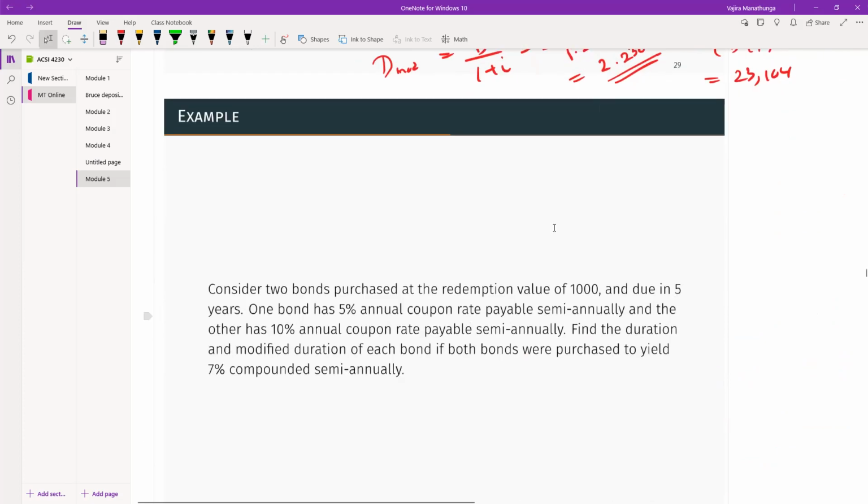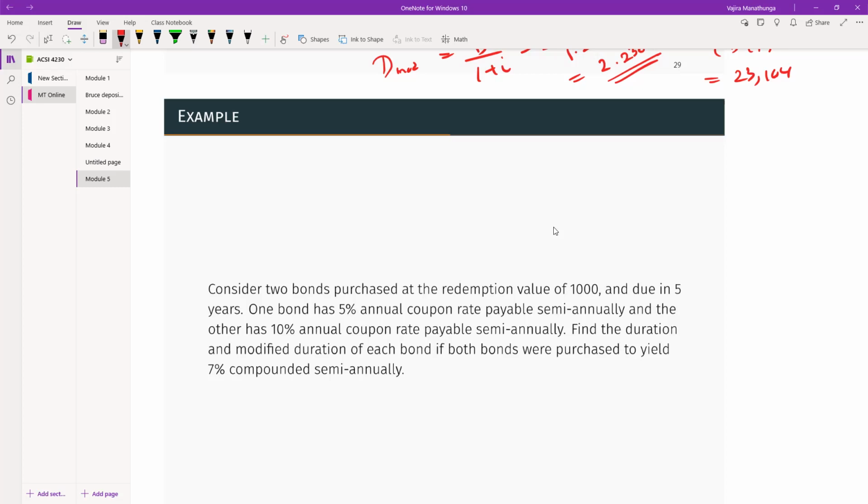Okay, so here's another question. Consider 2 bonds purchased at the redemption value of 1,000 and due in 5 years. One bond has a 5% annual coupon rate payable semi-annually, and the other has a 10% annual coupon rate payable semi-annually. Find the duration and modified duration of each bond if both bonds were purchased to yield 7% compounded semi-annually.